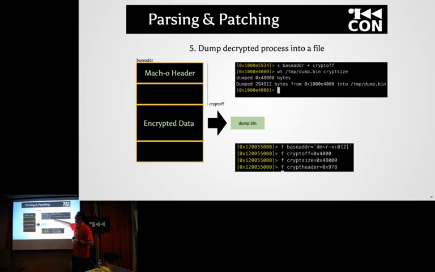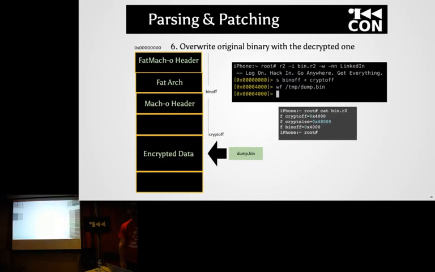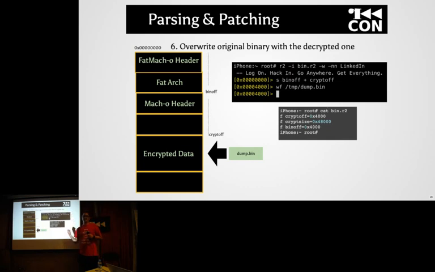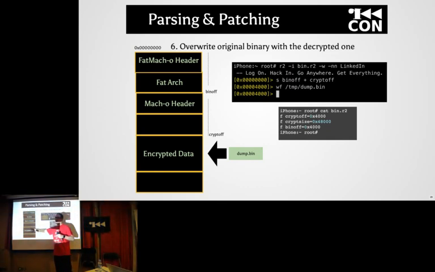Just seek to the base address plus create offset and just dump the size. So easy, it's not so difficult. And then we have the decrypted part in a binary, in a file on disk. So we are going to patch the file into the file system.